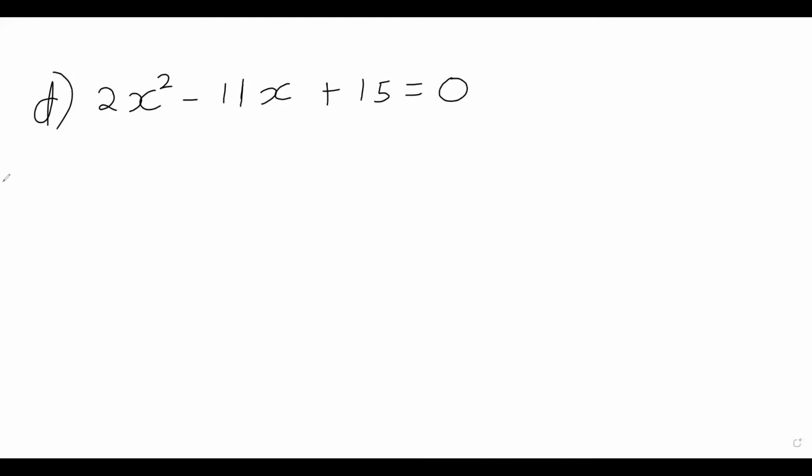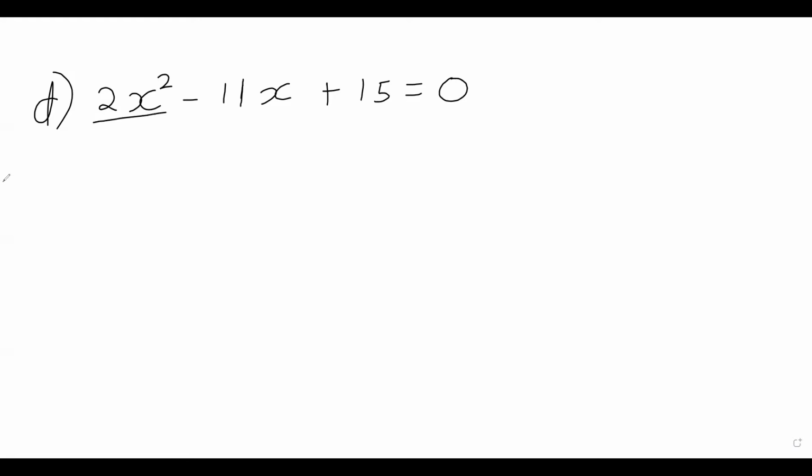Okay guys, let's look at this final scenario here. In this final scenario, we have the coefficient of x squared being 2. You can see we have a 2 before the x squared. So how do we deal with quadratic equations that have a coefficient of x squared being more than 1?